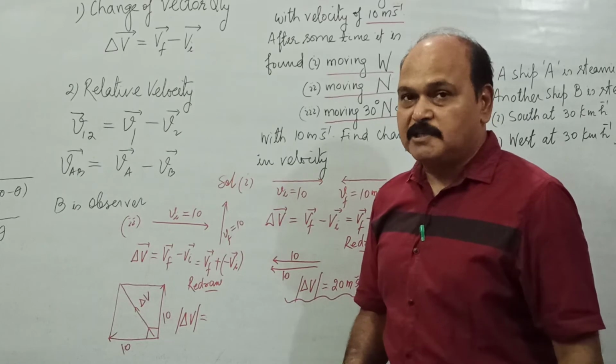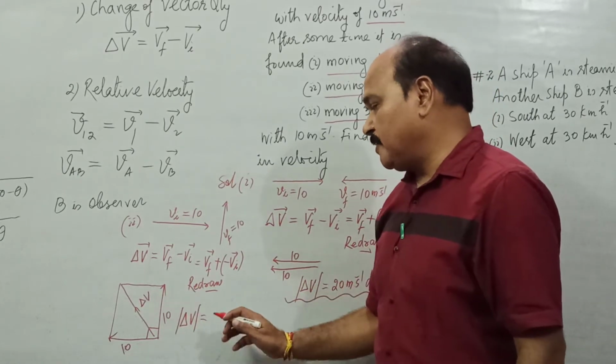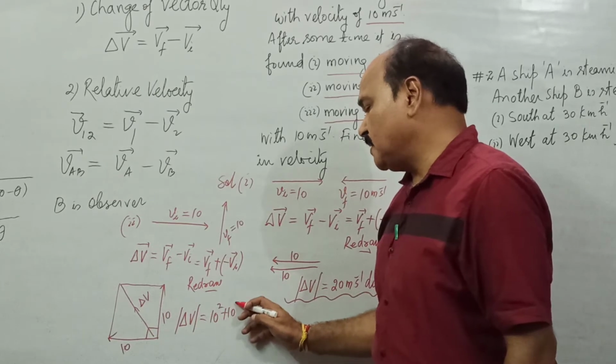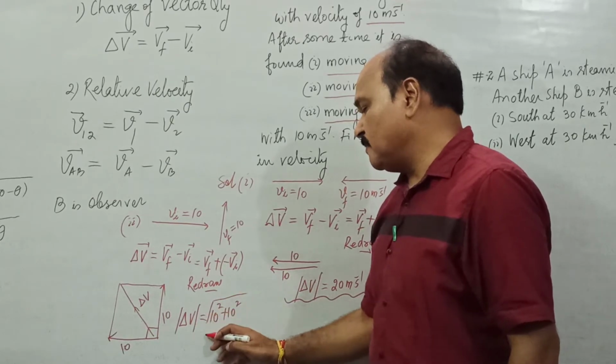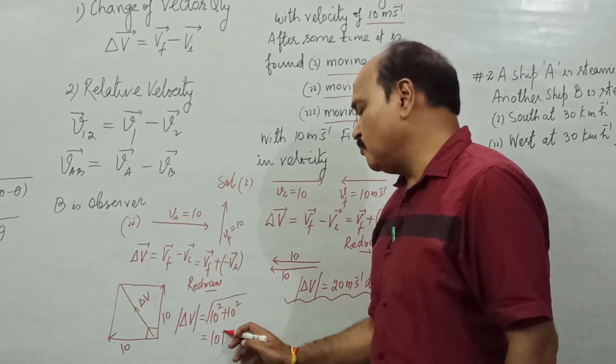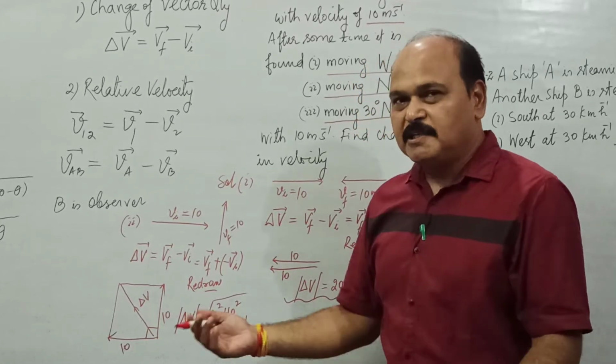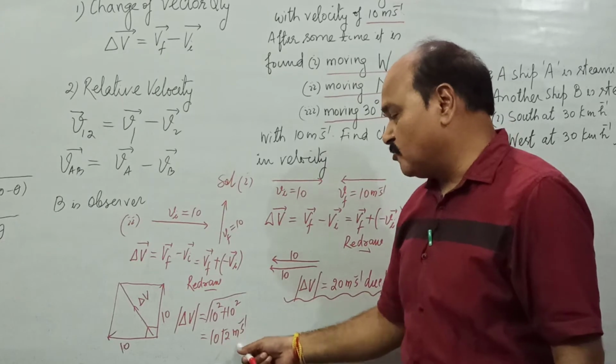Case 3 of vector addition. If two vectors are perpendicular to each other, vector sum is square root of sum of their squares, and this value comes out to be 10 root 2 meter per second. So what is change in velocity? Change in velocity is 10 root 2 meter per second.